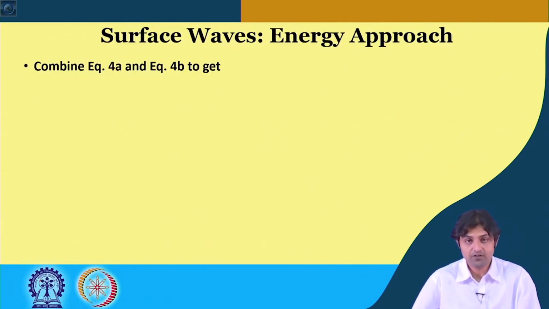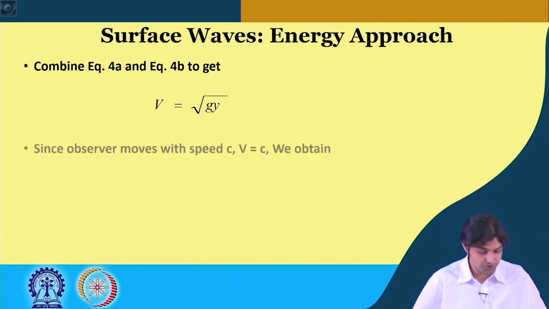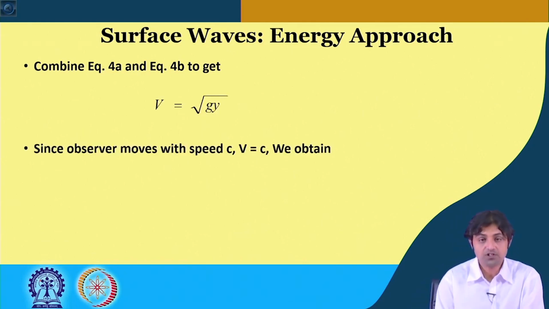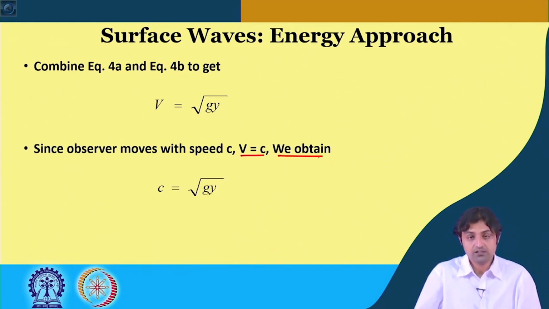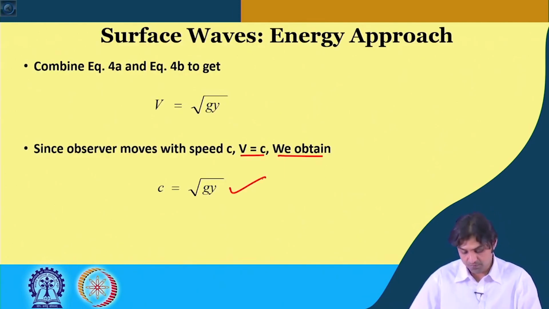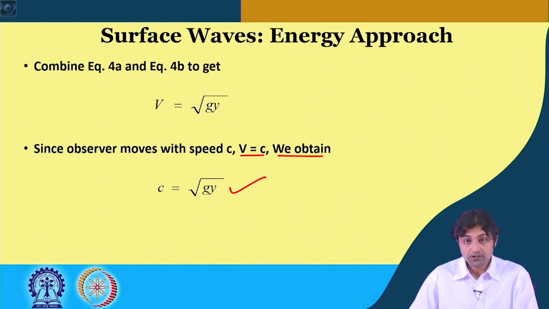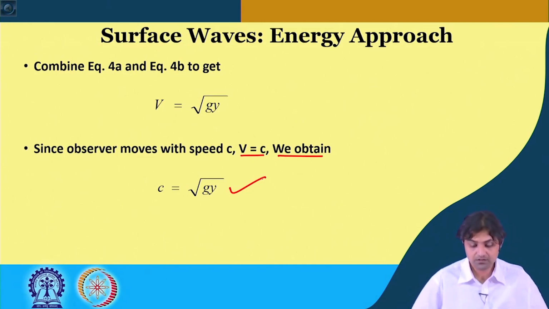So, combining equation 4a and 4b, we get V is equal to under root G y. Since the observer is moving with speed c, that means V is equal to c, we will obtain c is equal to under root G y, which is the same equation that we have obtained from the other method, momentum and continuity. All right.